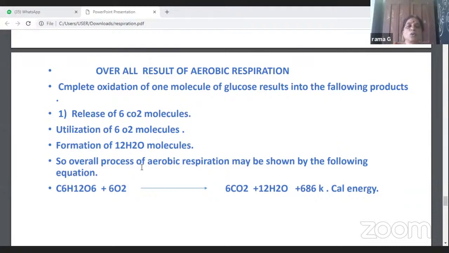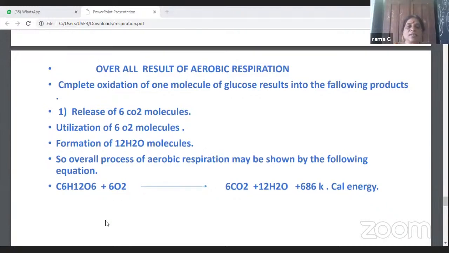So the overall process of aerobic respiration may be shown by the following equation. That means by using these numbers, we can draw the chemical equation of aerobic respiration. That is C6H12O6 plus 6O2 gives rise to 6CO2, 12H2O and 686 kilocalories of energy, which was proved practically.